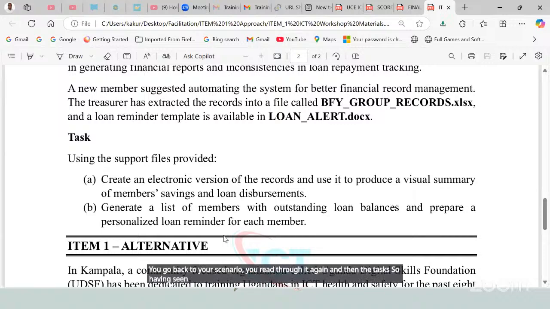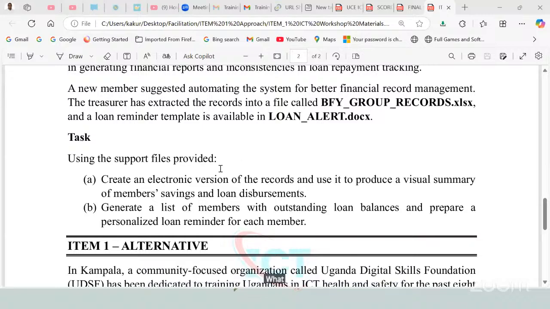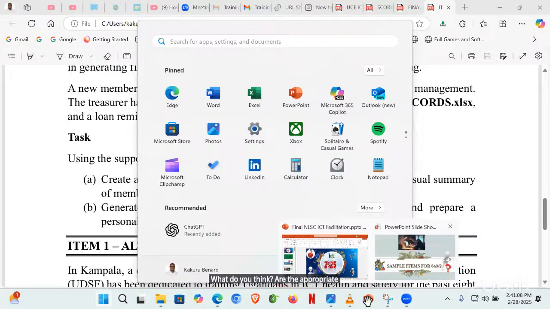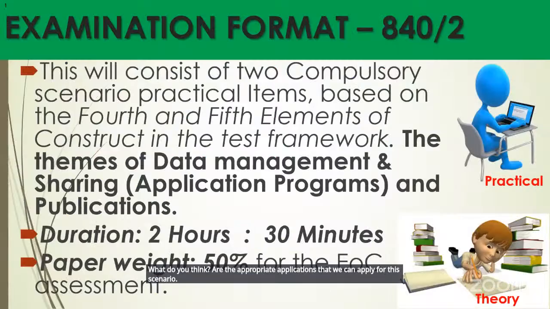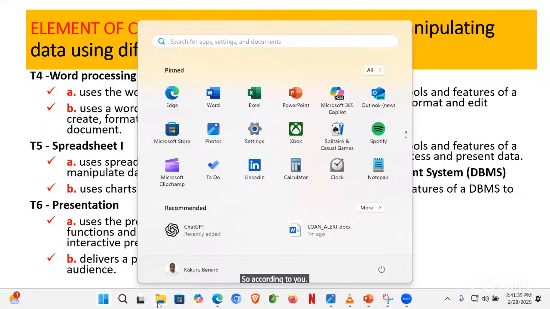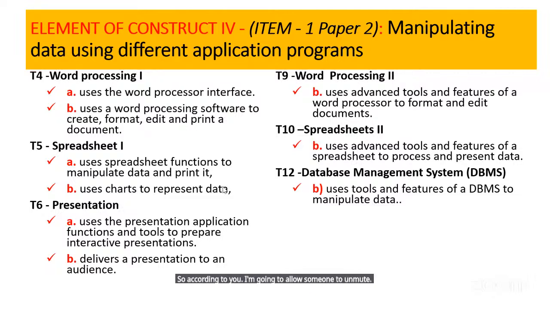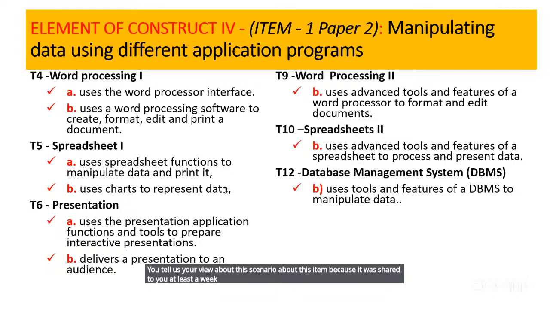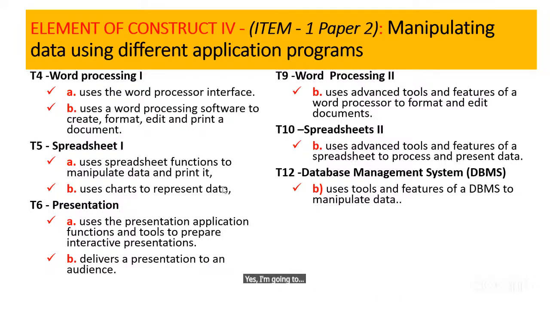Having seen tasks A and B, from your suggestions, what do you think are the appropriate applications that we can apply for this scenario? Remember, we said for item 1, we must use a minimum of 2 applications or more, but a maximum of 4, from word processing, spreadsheets, presentation, and database. So I'm going to allow someone to unmute. You tell us your view about this item, because it was shared with you at least a week before this presentation. You can tell us the application you would choose to use and why you are going to use them. Yes, I'm going to accept Lynette first.